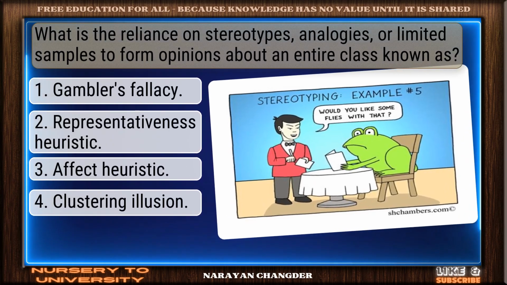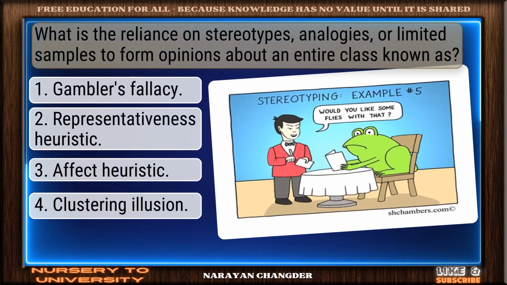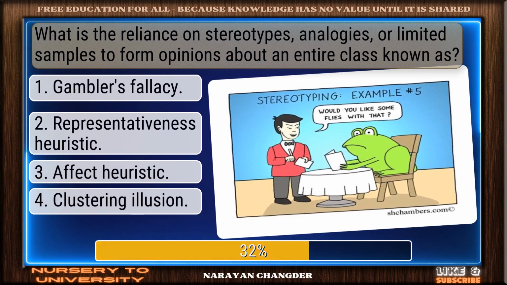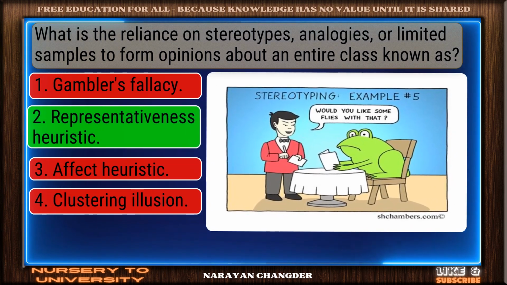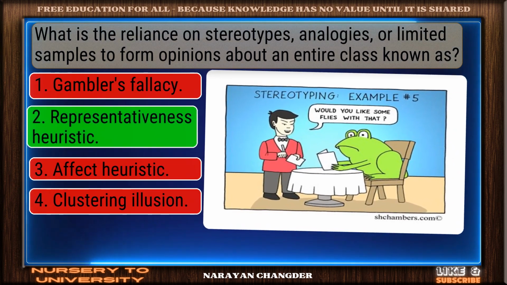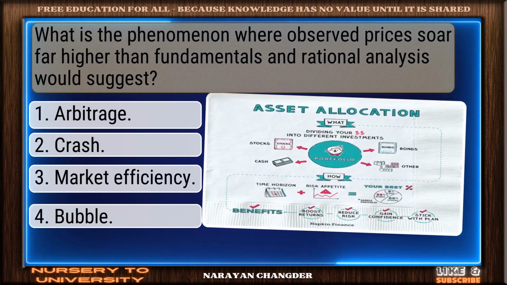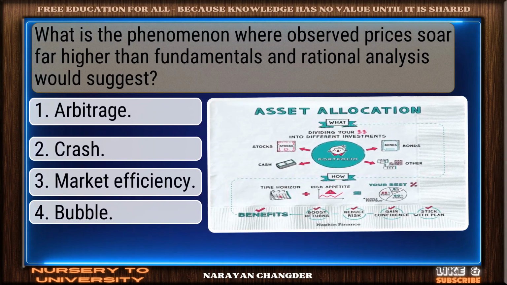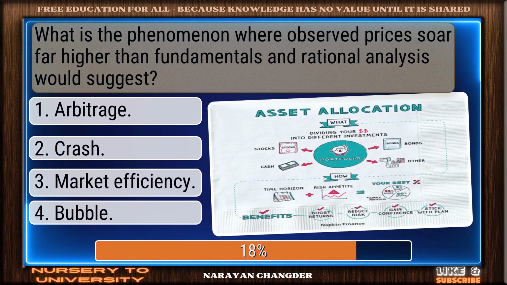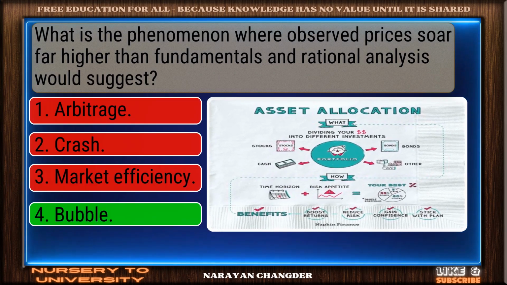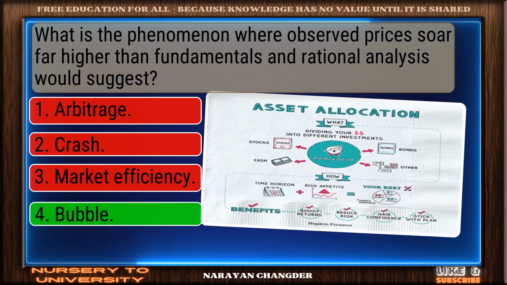What is the reliance on stereotypes, analogies, or limited samples to form opinions about an entire class known as? Smart move. Representativeness heuristic is an accurate answer. What is the phenomenon where observed prices soar far higher than fundamentals and rational analysis would suggest? Well done. Bubble is the right choice.